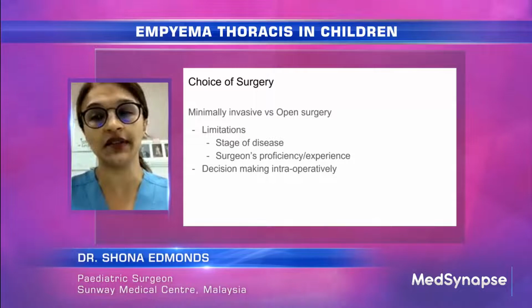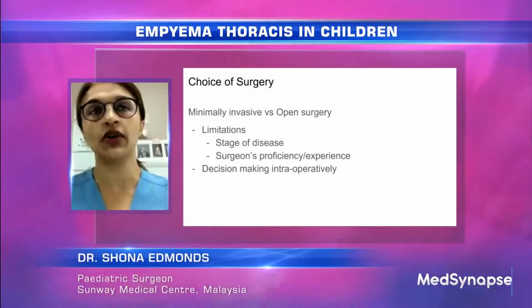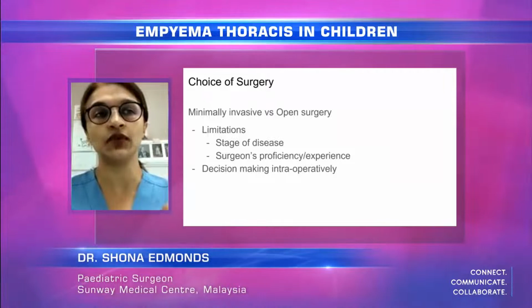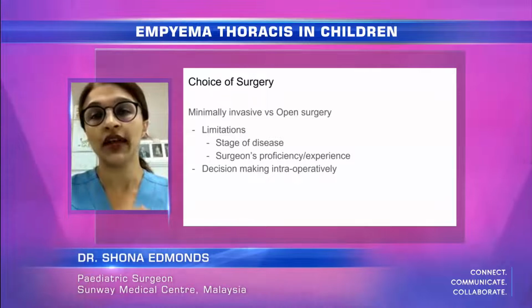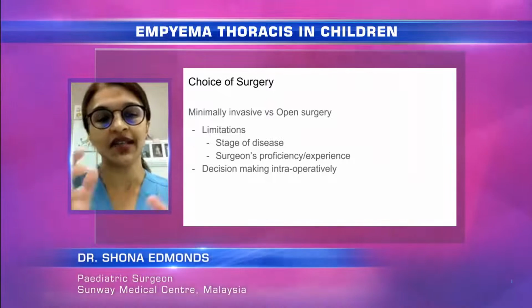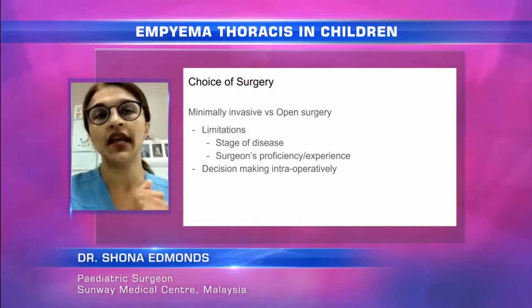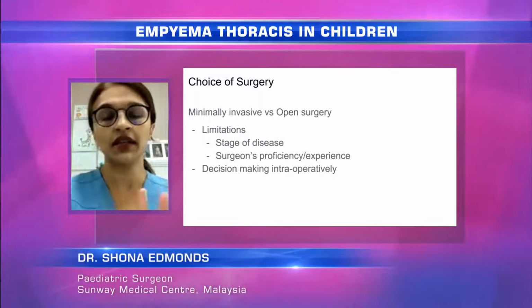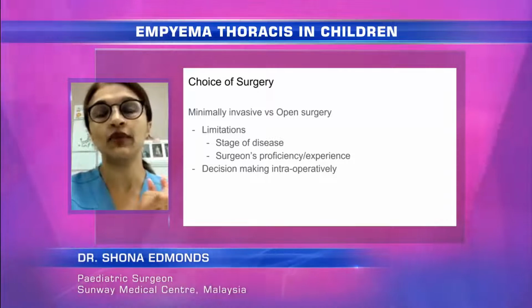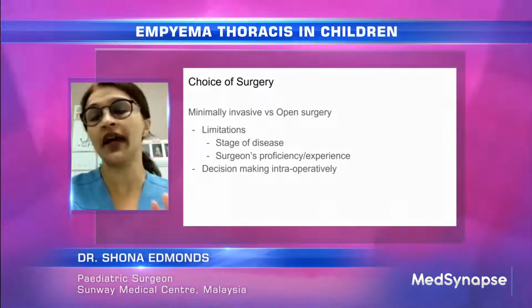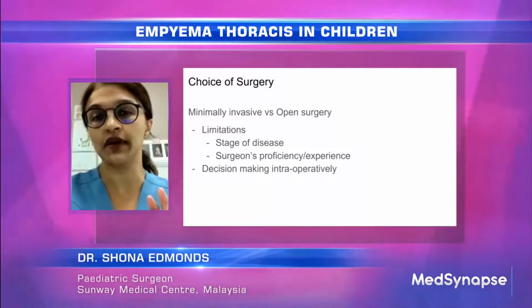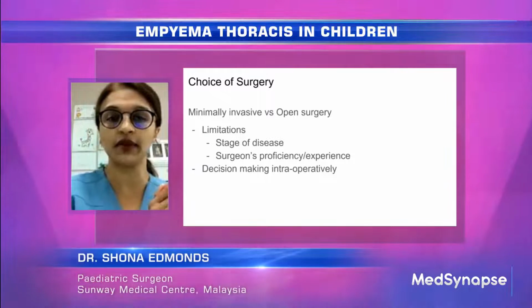So principles of decortication in empyema thoracis would be, firstly, complete removal of fibrin clots and septations. Secondly, to ensure that the lung is fully expanded. Thirdly, securing hemostasis. And fourthly, ensuring that there are no air leaks before closing up the thorax. So these are the 4 principles, right?